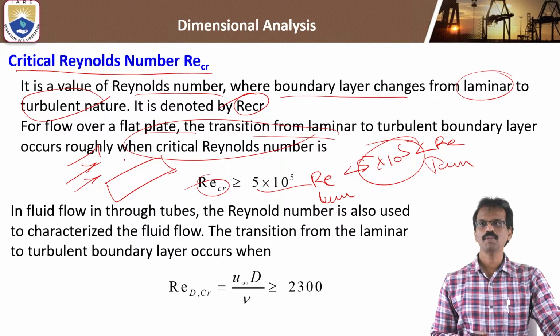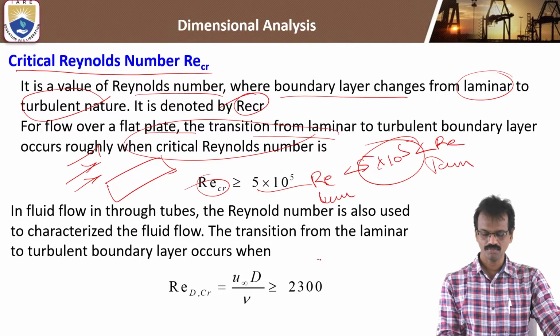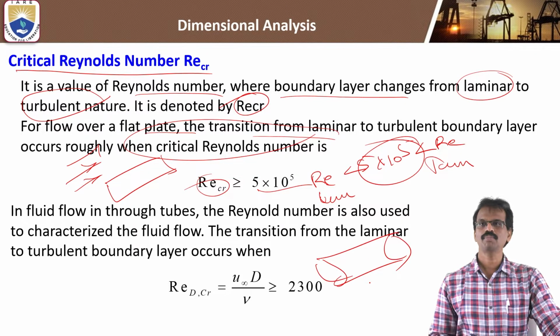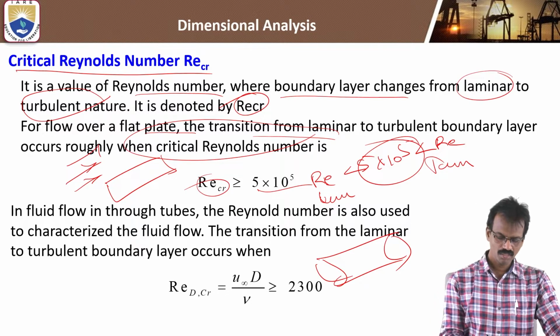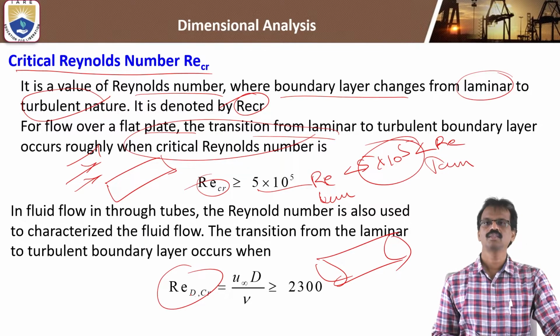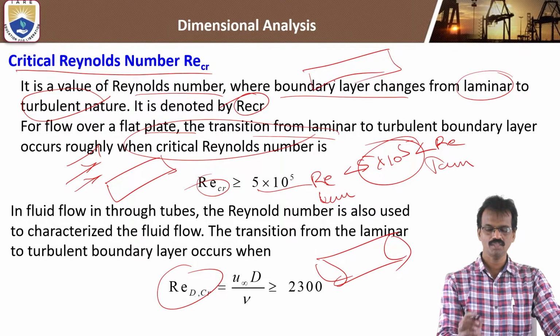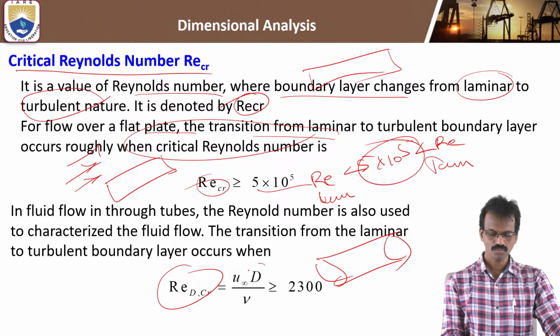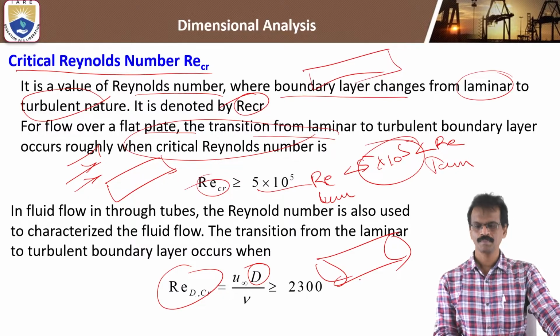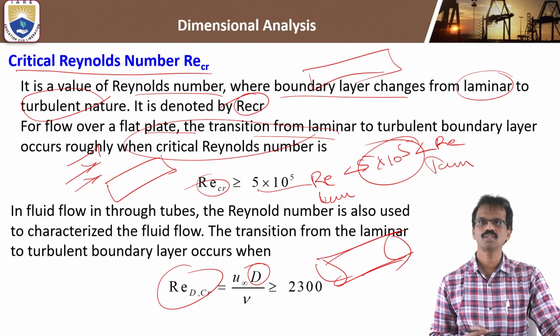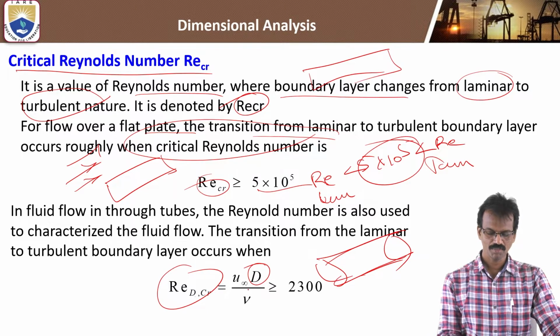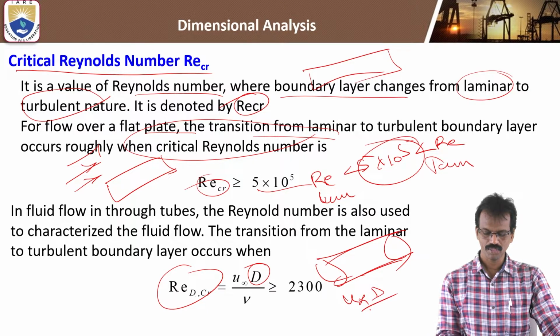But in case of cylindrical pipes, with inner flow through pipes or cylinders, the Reynolds number is Re D, where the diameter is the influencing parameter. The formula U L by nu is for external flow over solid surfaces. U D by nu is for cylindrical or circular pipes. So the Reynolds number is equal to U D by nu, and the critical value is 2300.